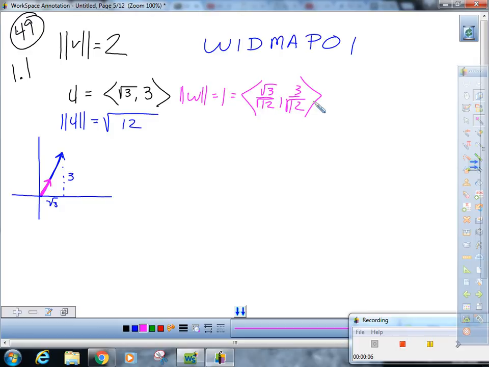Is that right? Okay, now how long is W again? And is it going in the proper direction? So what do we need to do to make it 2? Just double it. So V must be 2 radical 3 over radical 12, comma 6 over radical 12. And now I'll just simplify that.